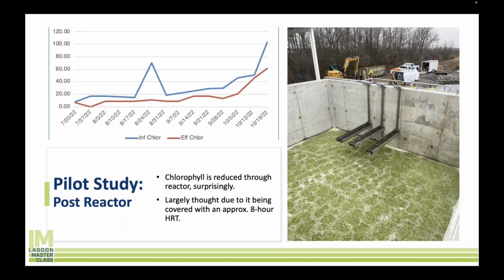And what we actually found is that the level of chlorophyll, as an indication of algae, went down through the reactor. So we actually killed about 20 or 30% of the algae that went through our reactors, which I thought was really cool. So if you do need to meet an ammonia limit and you've got an algae problem, the reactor is probably going to help you out with that.